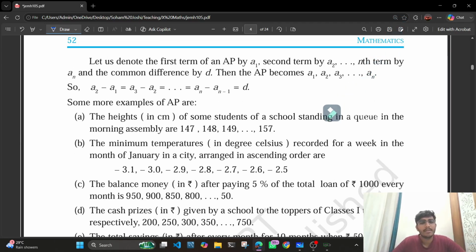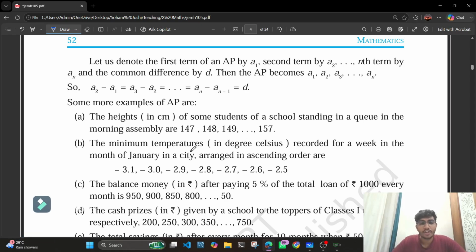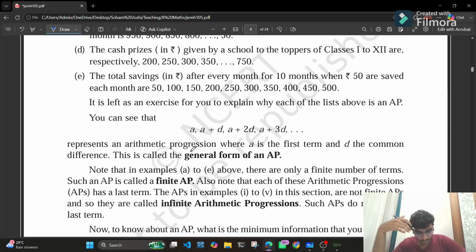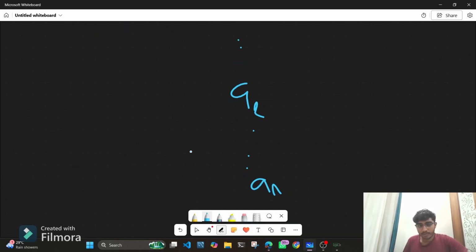There are many examples of AP, such as the heights of some students of a school standing in a queue in the morning assembly: 147, 148, 149, 157. You may know that in schools they make you stand height wise, right? So the shortest person is in the front and the tallest person is at the end. So the height of the students increases gradually, right? So that can be taken as an example.